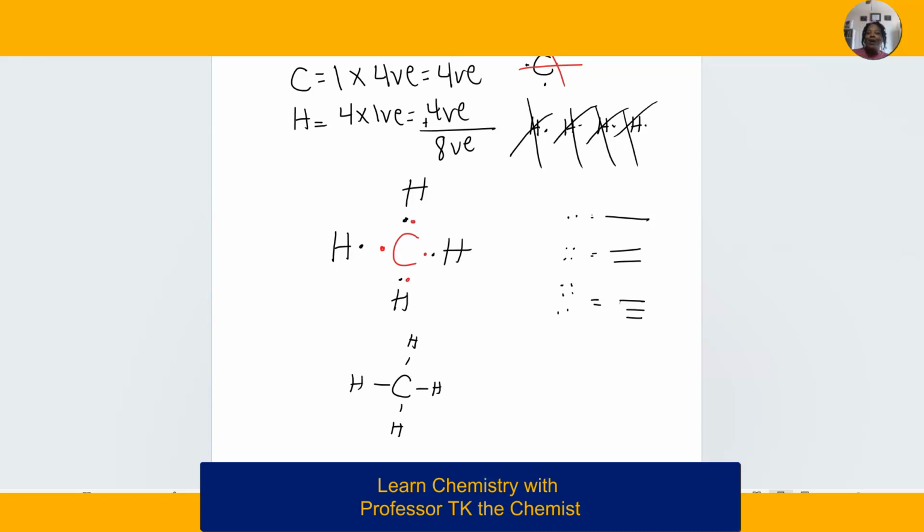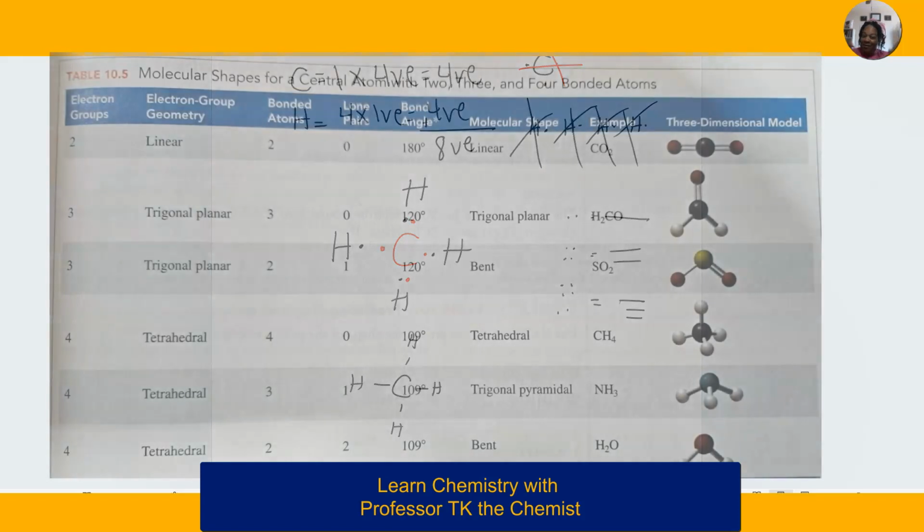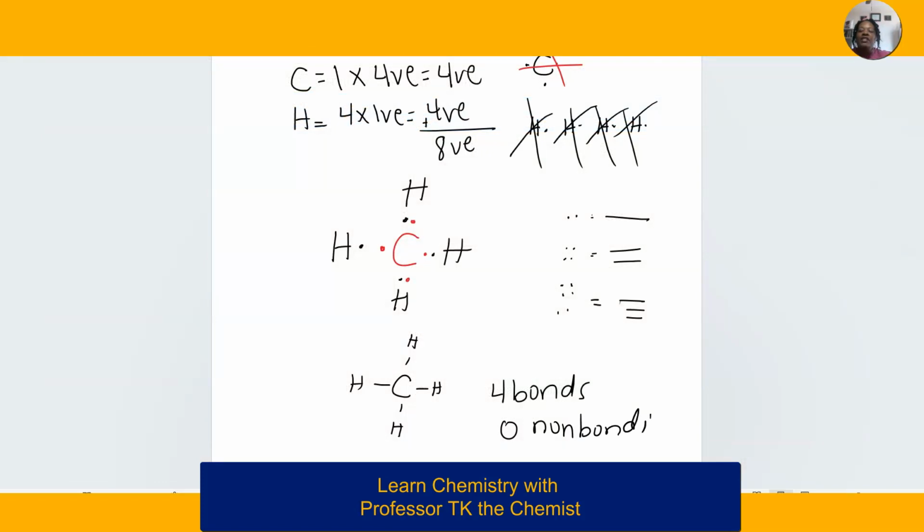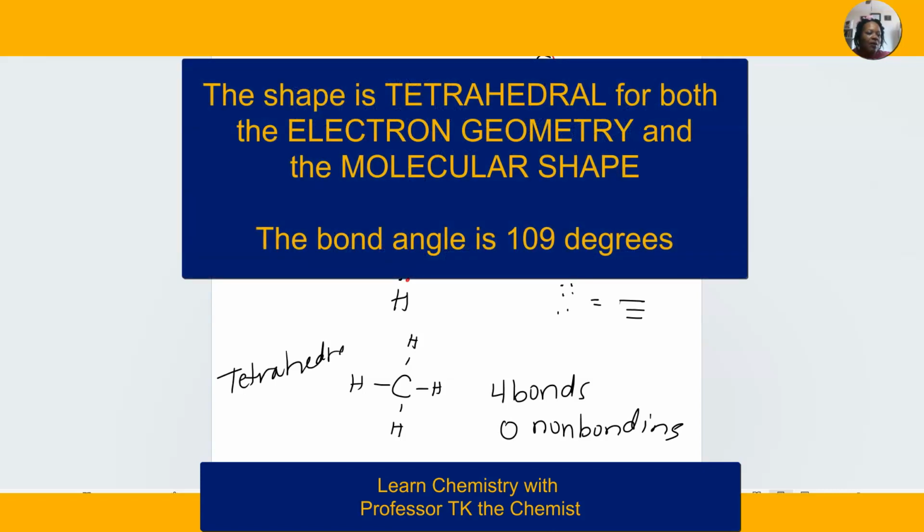Now, we've got to answer our question. The question was, what's the angle, the shape for this compound? According to my handy dandy chart, if I've got 4 bonds attached to the center element and no non-bonding pairs of electrons on the center element, guess what I got? A tetrahedral shape. So this is a tetrahedral shape. This is the molecular geometry shape and the electron shape, okay?